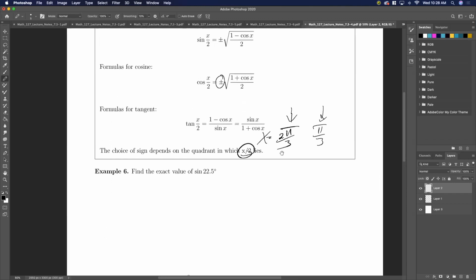So let's do this. If I wanted to find the exact value of sine of 22.5 degrees, well, 22.5 degrees is just half of 45 degrees, so it's the sine of 45 degrees divided by 2. And that allows me to precisely find what the answer is. So we're just going to plug in this formula. Here, we're going to choose plus or minus. Which one do we choose? We choose the positive. Why? Because this is in quadrant 1, okay?